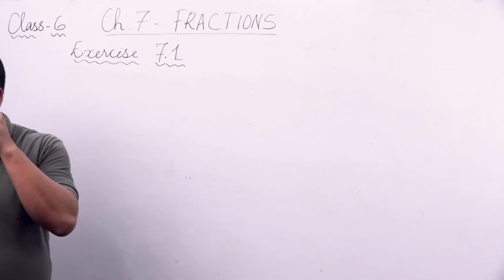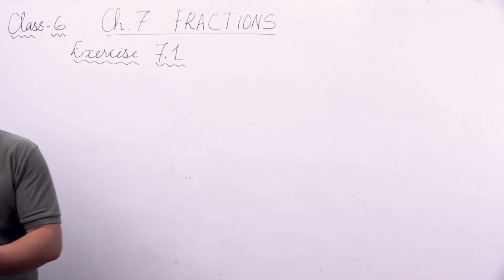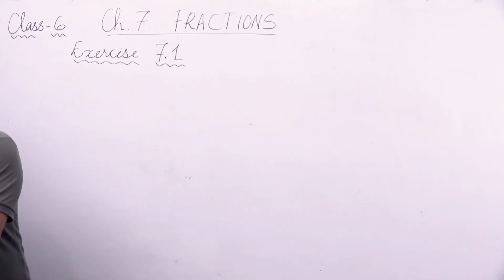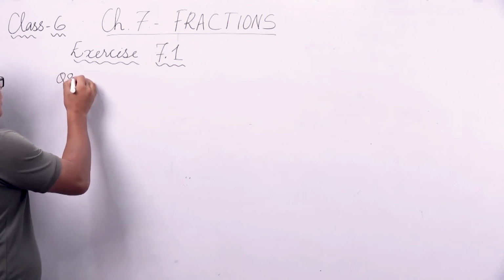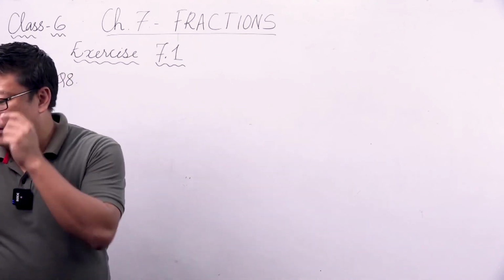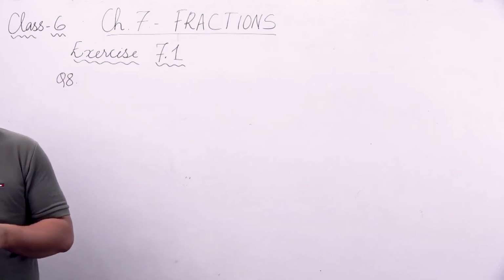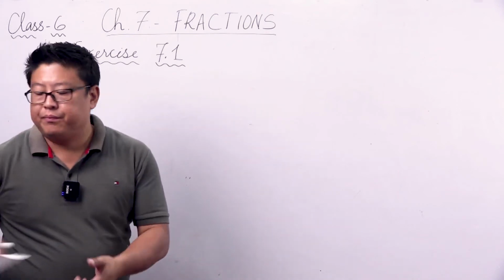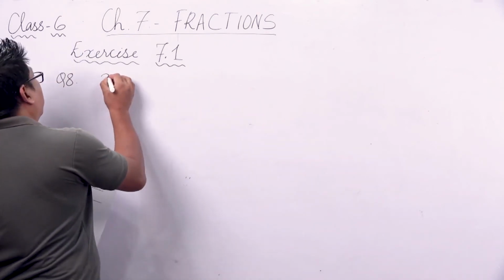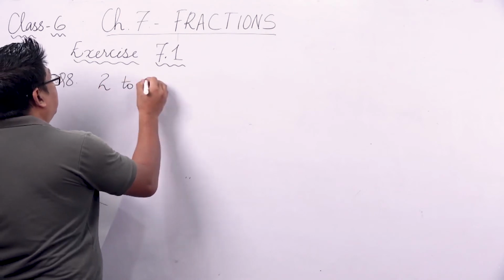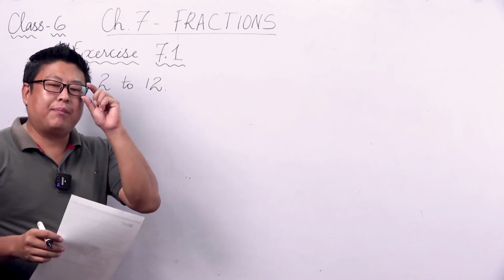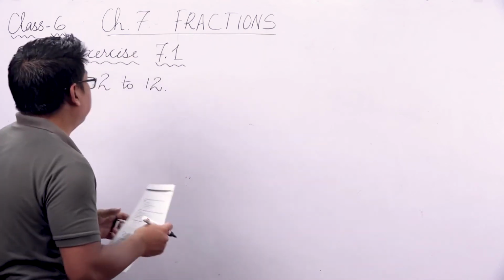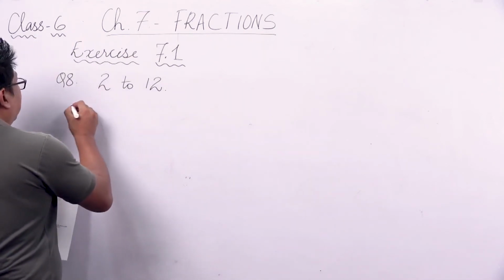Now, let's move on to the next question. We may not be able to solve all the questions. I will be skipping some questions, so please bear with me. We will move directly to question number 8. I will read the question. Write the natural numbers from 2 to 12. What fraction of them are prime numbers? Right? Prime numbers. So first we will write like this.